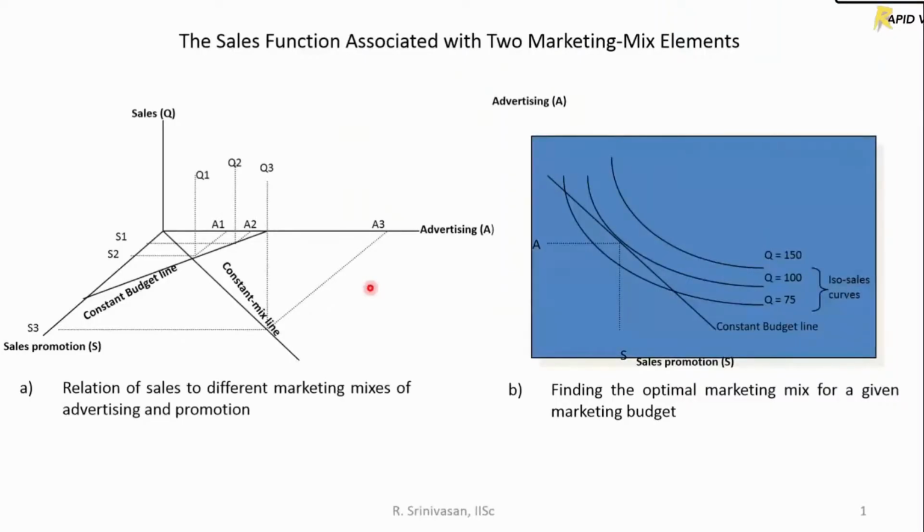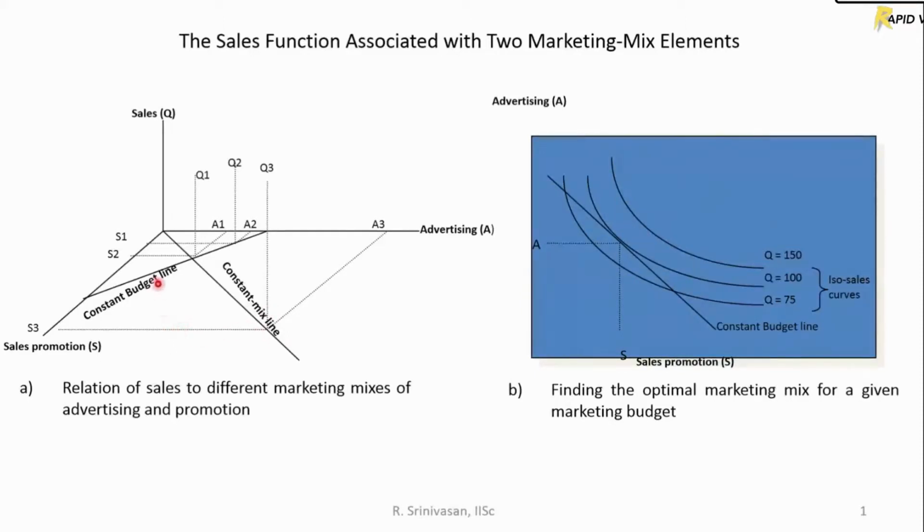We will look at in this class the sales function with respect to two marketing mix elements in this particular slide. So what we are looking at is the expenses one company is going to incur on advertising and also on sales promotion. So two types of graphs are presented here. The graph here is an isometric view.